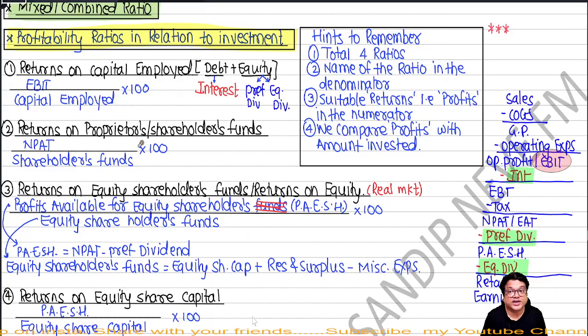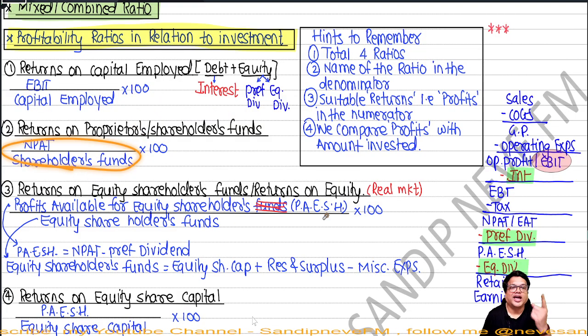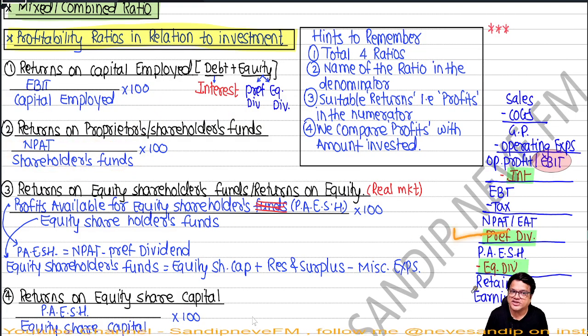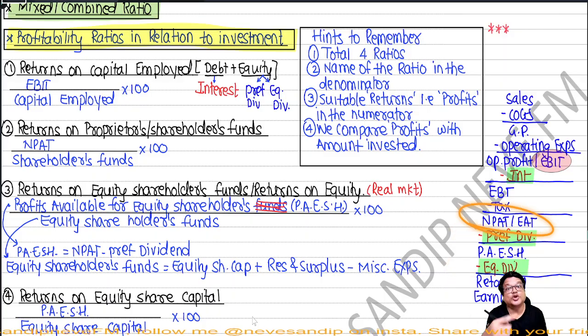Okay. Returns on proprietors or shareholder fund. What is that? NPAT upon shareholder fund. People, returns on shareholder fund, no? So the denominator is shareholder fund. To all the shareholders, you have to pay preference dividend and you have to pay equity dividend. From which profit do you pay? You pay from NPAT. So the numerator is NPAT. It is that simple, people.